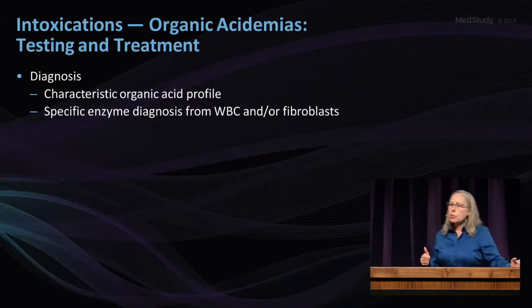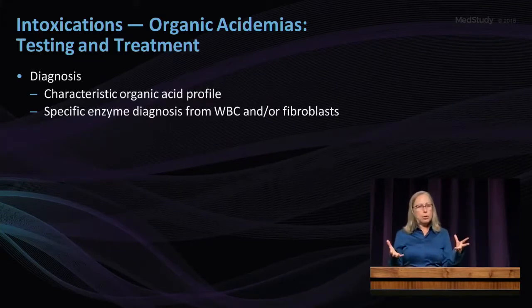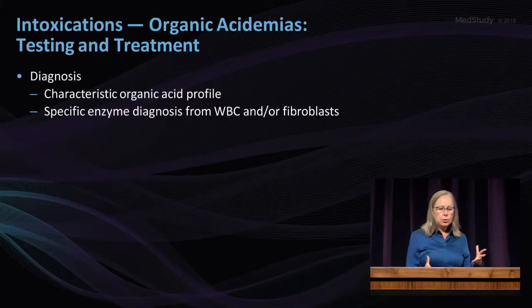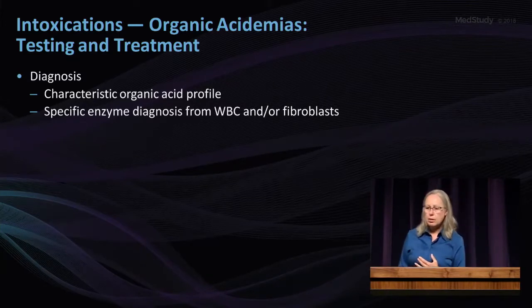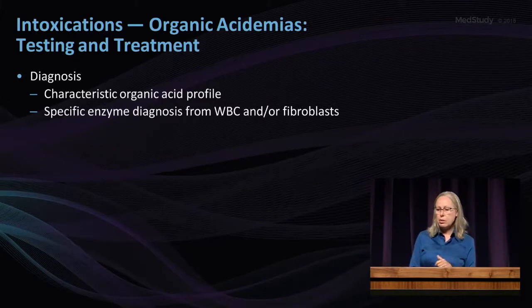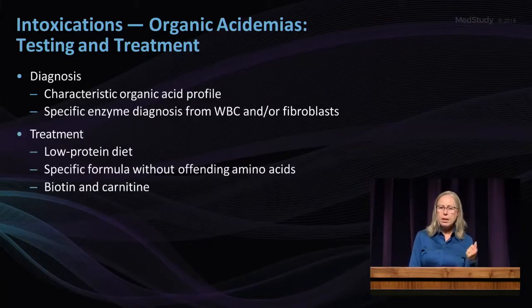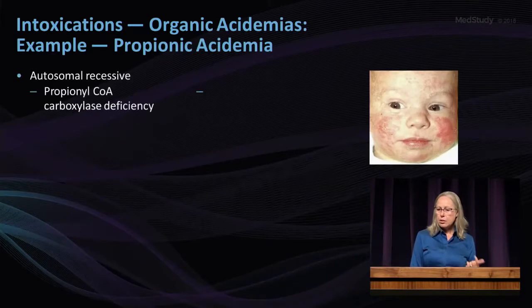So what we want to be able to make the diagnosis is all those beautiful labs that'll come back, not in the acute setting: a characteristic organic acid profile and specific enzyme diagnosis from white blood cells or fibroblasts. These people go on a low-protein diet, specific formula without the offending amino acids, supplemental biotin and carnitine. So propionic is autosomal recessive.